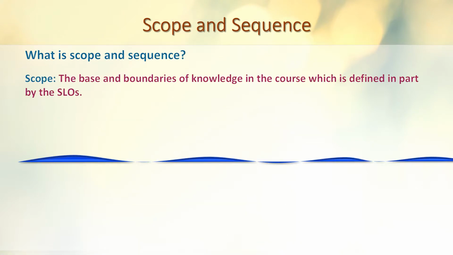Let's take a deeper look into the scope and sequence of a course. As an instructor, why is it important that you have a working knowledge in the areas of scope and sequence? It is important because scope focuses on the base and boundaries of knowledge that will be explored in your course, and because student learning outcomes, or SLOs, can be considered to be a part of the scope for a course.